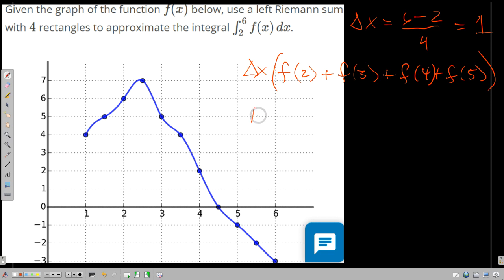Delta x is just 1, and f of 2 I can see is 6. f of 3 I can see is 5. f of 4 is 2. And f of 5 is minus 1. So that's my Riemann sum. And you get 12.